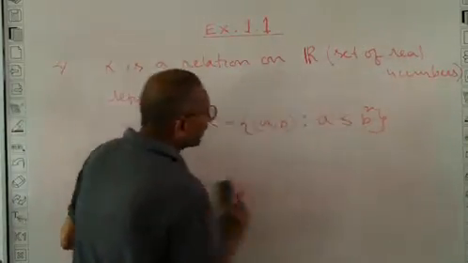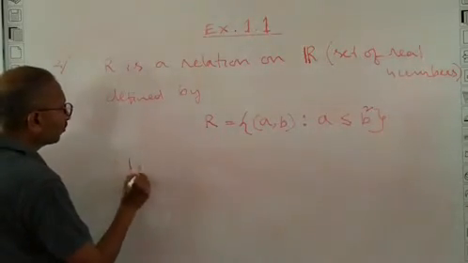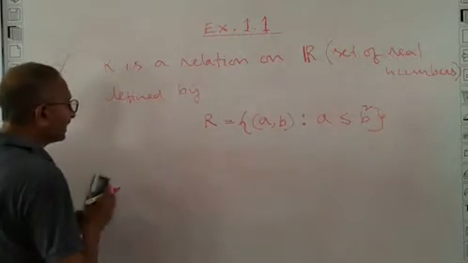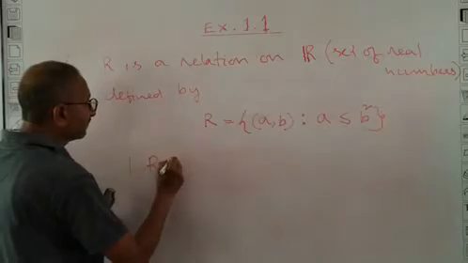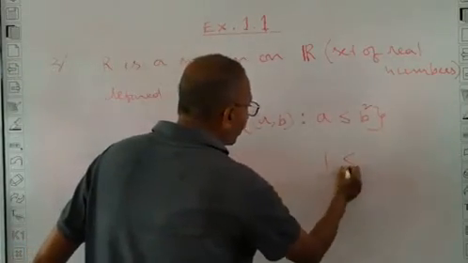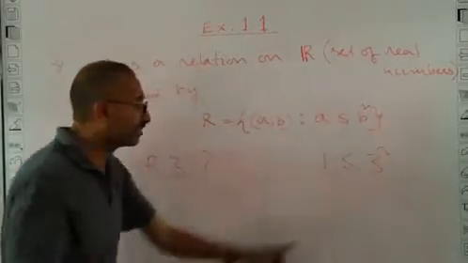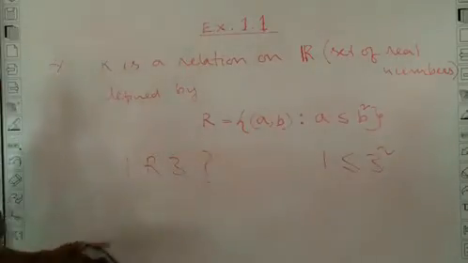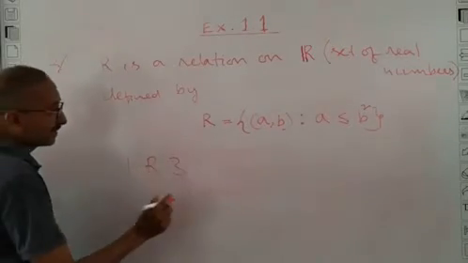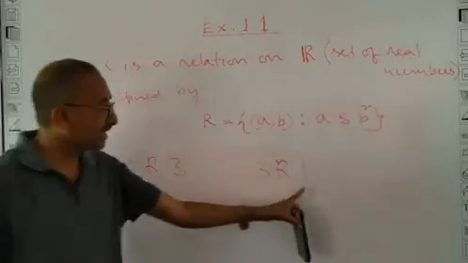Now come to the symmetric relation. Take 1, 3. Whether 1 is related to 3 or not? Let us see. In place of a you write 1, in place of b you write 3 square, which is 9. 9 is greater than or equal to 1. It is true. Now, if it is symmetric, we must have 3 related to 1. So is 3 related to 1 or not? Let us see.